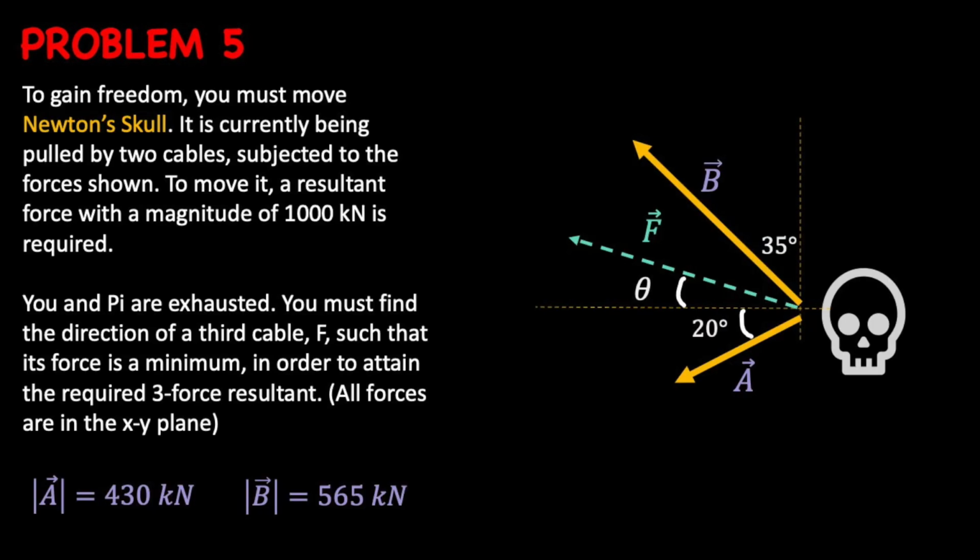There are 3 cables pulling on Newton's skull. The force magnitude and direction of 2 of them are known. To move the skull, you need all 3 cables to have a force resultant with a magnitude of 1,000 kilonewtons. What are the minimum force and the direction that must be applied with the 3rd cable?